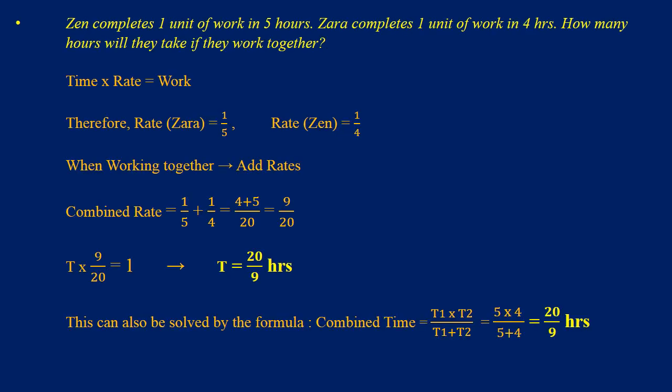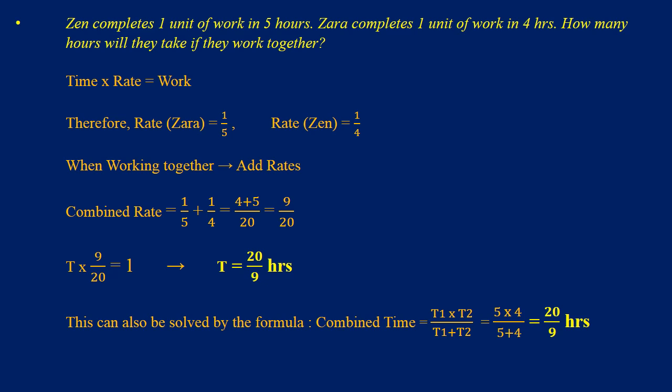This question on time and work says that Zen completes 1 unit of work in 5 hours. Zara completes 1 unit of work in 4 hours. How many hours will they take if they work together? Now let us use the most basic formula to solve this, which is time into rate is equal to work done. Let us take Zen's case first.